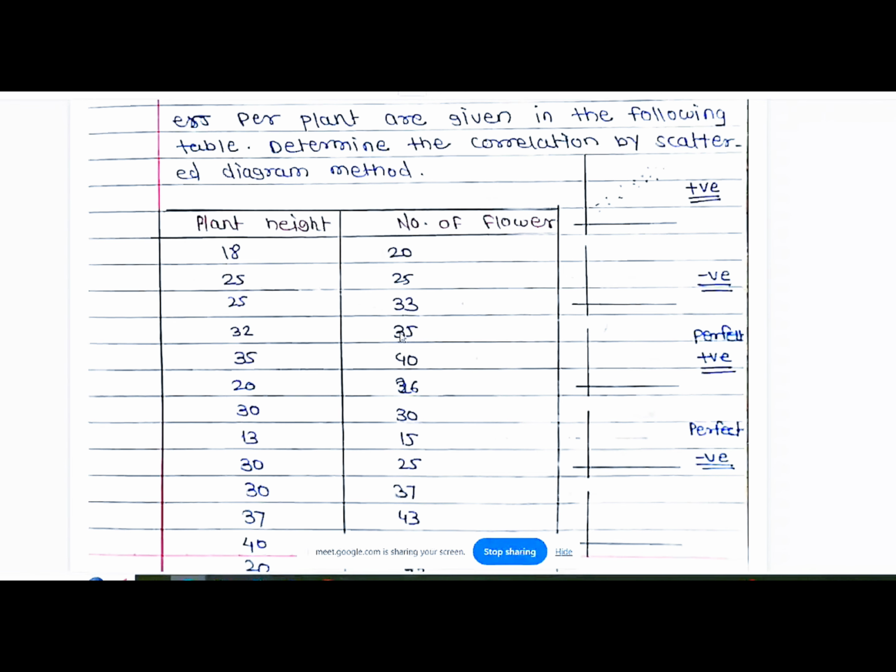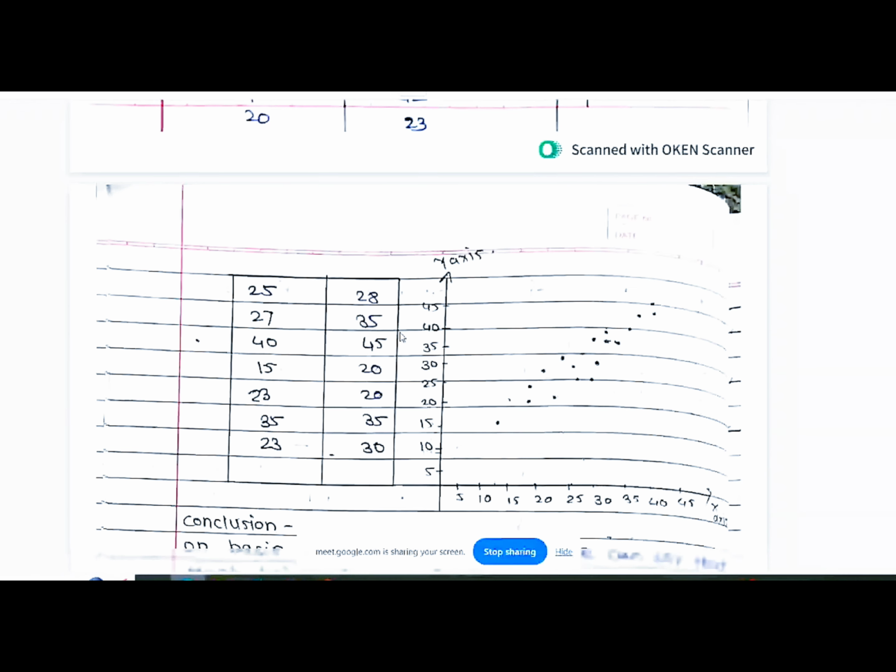100%. Okay, so if plant height increases, the number of flowers will increase by some degree. And if plant height decreases, the number of flowers decreases, so our answer will be that there is a correlation. Now we will check by the scatter diagram method.